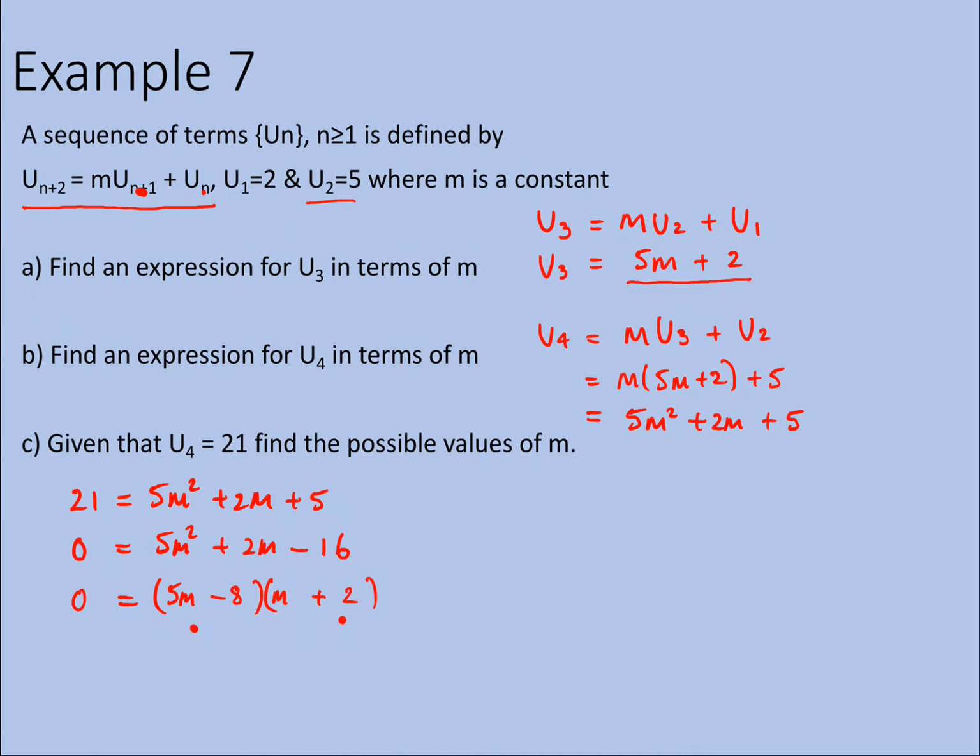And that's telling us then that m must either be carry the 8 over, divide by 5, 1.6, or m equals negative 2. Okay, let's go back to this question. m's not a place in the sequence, so there's no problem with it being possibly a negative number, or even a decimal, or a fraction. So that's absolutely fine. Okay, that's the end of this video.